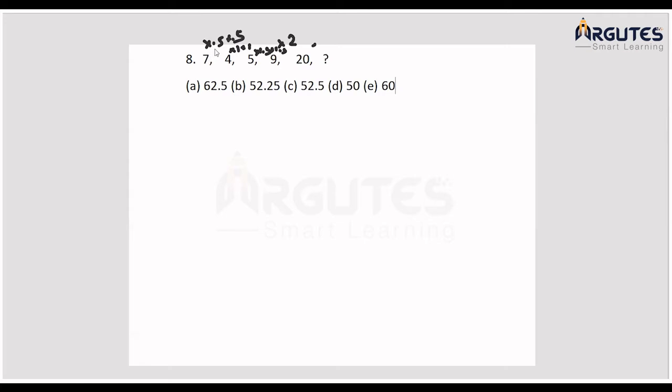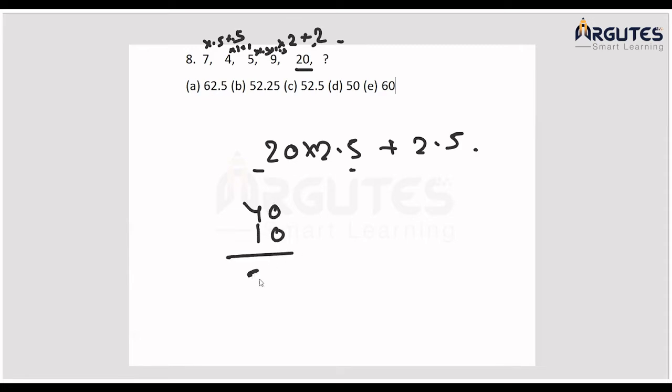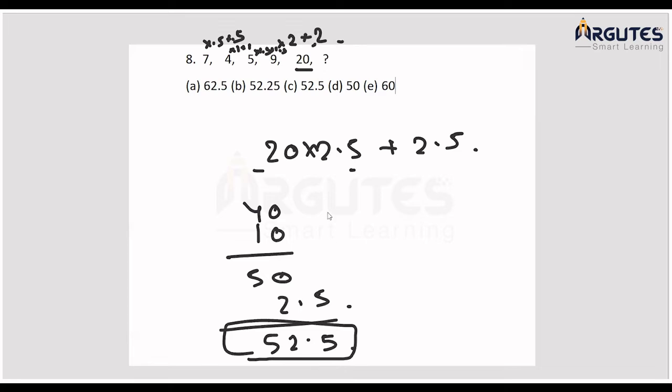It is of the nature into 0.5 plus 0.5, into 1 plus 1, into 1.5 plus 1.5, so into 2 plus 2. Now the next number, 20 into 2.5 plus 2.5. So 20 into 2.5 is how much? 20 into 2 is 40 and half of 20 is 10, so it's 50, and add 2.5 over here, so it becomes 52.5. Now the answer will be C, that is 52.5.